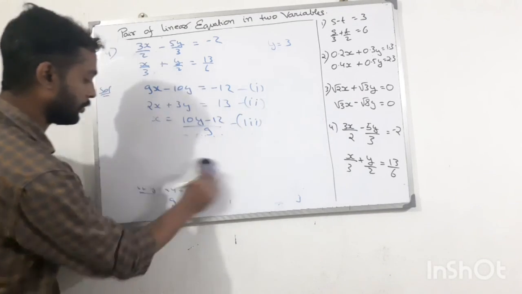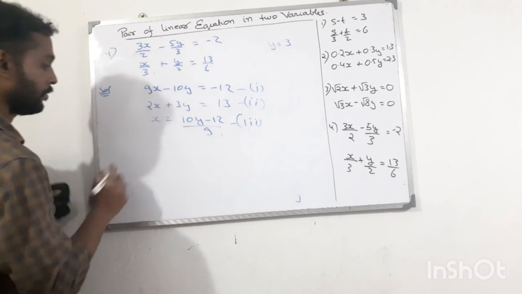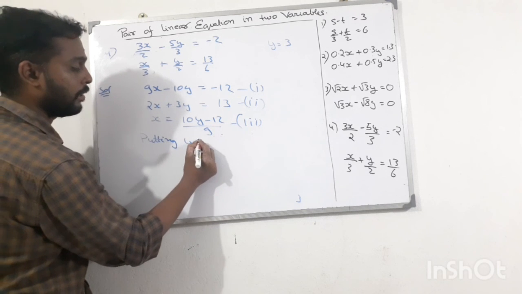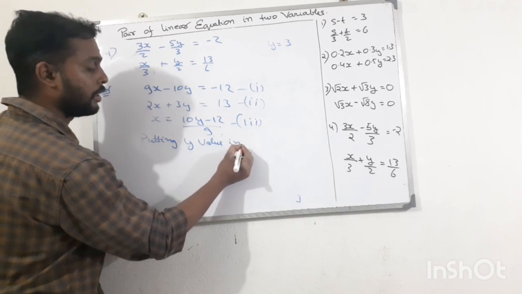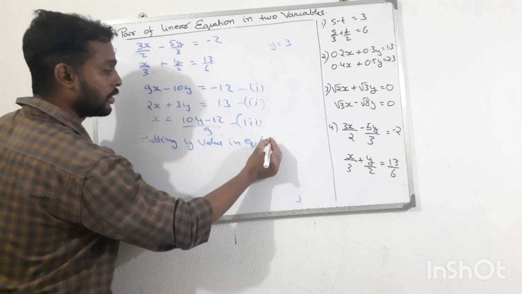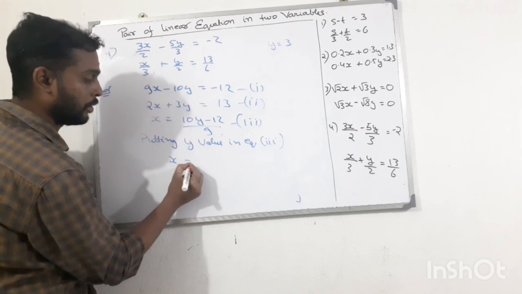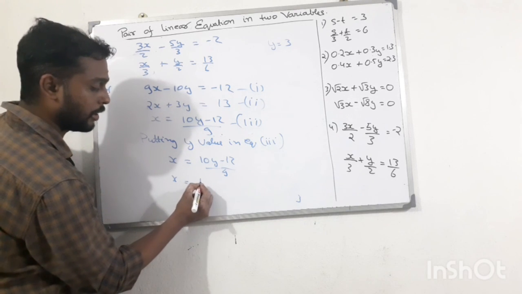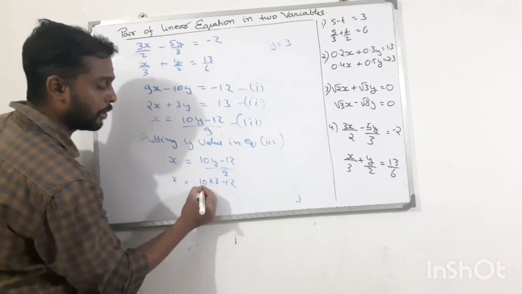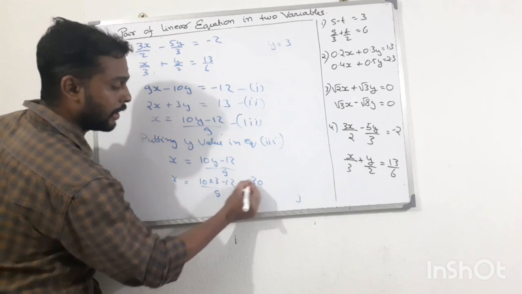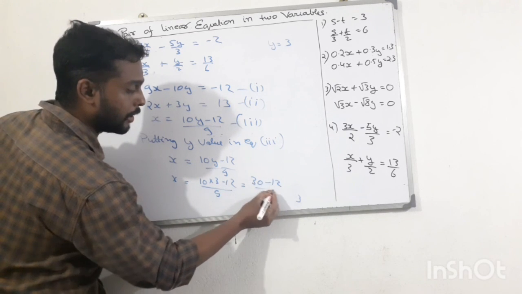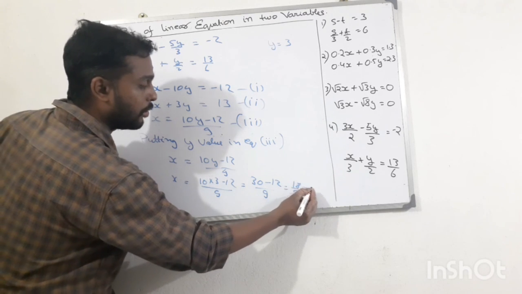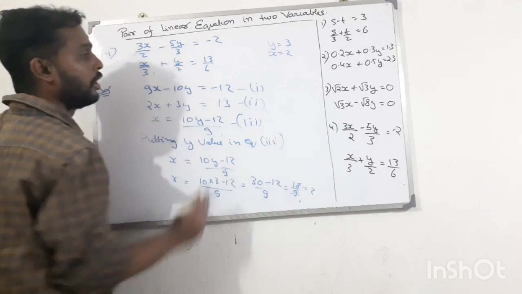Putting the y value in equation 3. So x is equal to 10y minus 12 by 9. So x is equal to 10 into 3 minus 12 by 9. This implies 30 minus 12 divided by 9 is equal to 18 divided by 9. So this is 2. So we get the value of x is equal to 2.